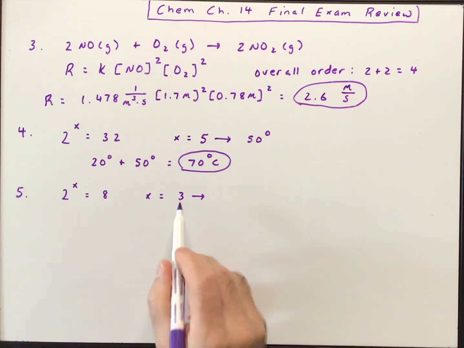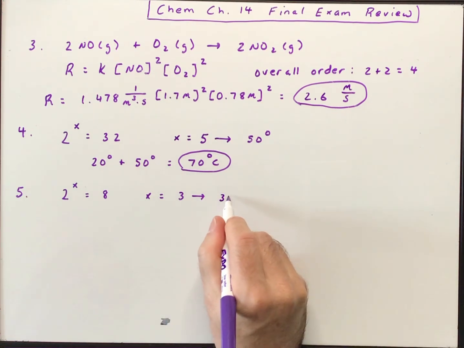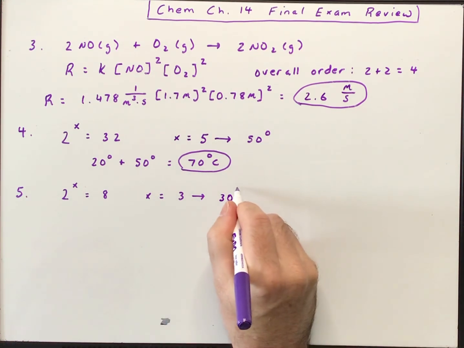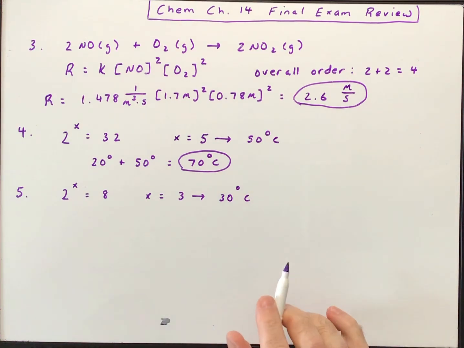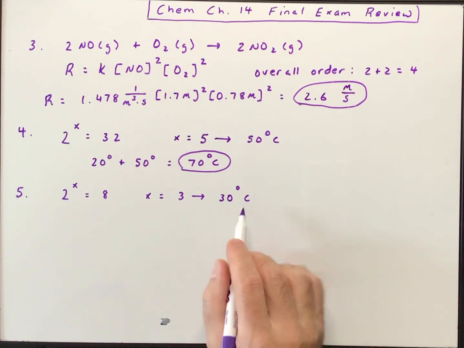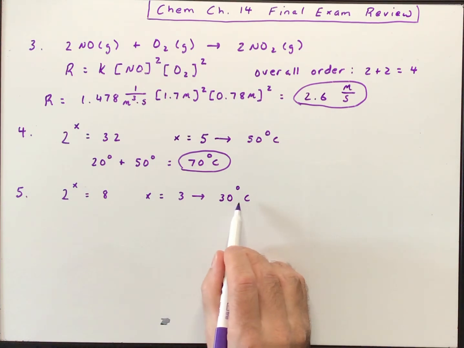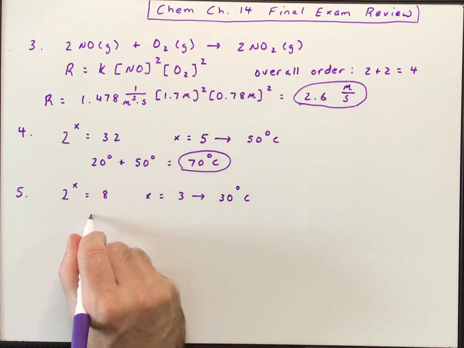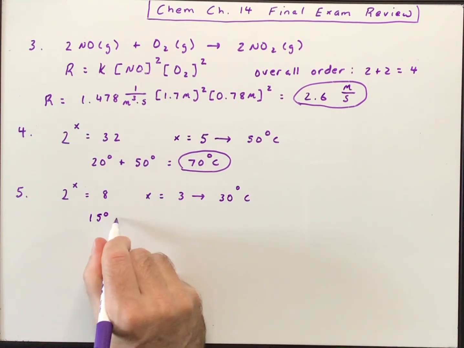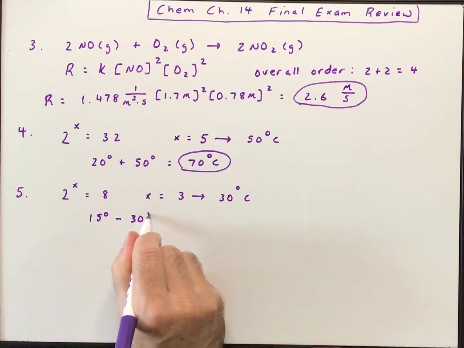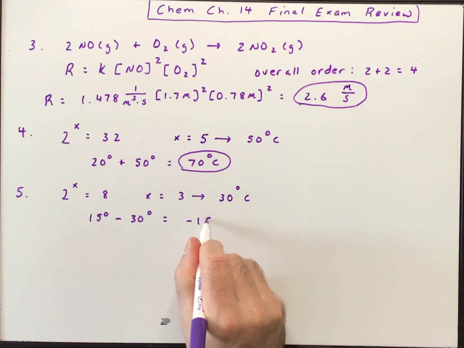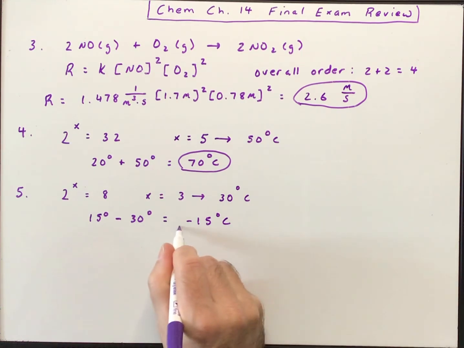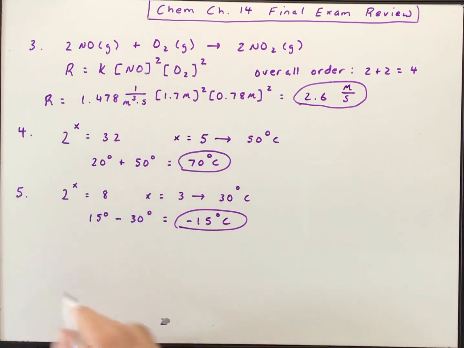It is 3. So x is 3. That corresponds to 10 degrees per digit, so that corresponds to 30 degrees C. All right, so in order to slow it down, we must subtract 30 degrees C. So you'd have 15 degrees minus 30 degrees because the reaction is going to run slower as it gets colder. So that would be negative 15 degrees C.